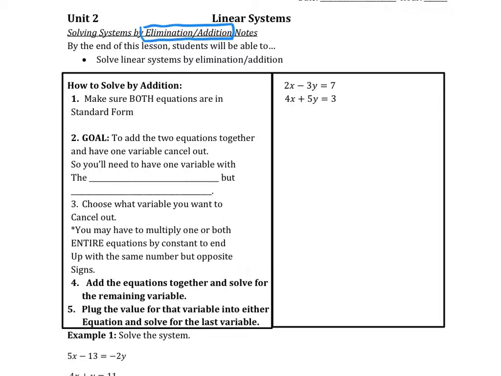All right, so the first thing you need to do when we are solving by addition, put the phone away please, is to make sure that both equations are in standard form. So if you remember what standard form is, that's when you have your x term plus your y term equals a number. So you want your x term first, then your y term equals a number. You want them in the same order for both of your equations. So in this example over here, we already have them in standard form. It's x, y equals number, x, y equals number. So we're good there. These are already in standard form.